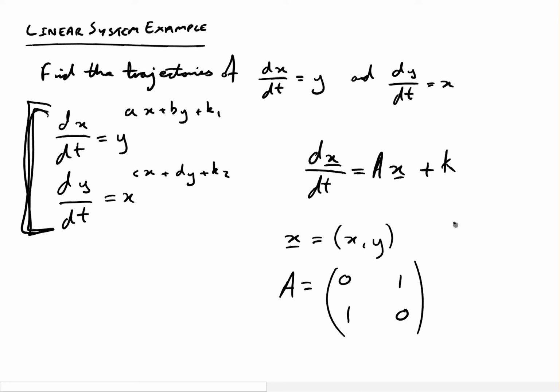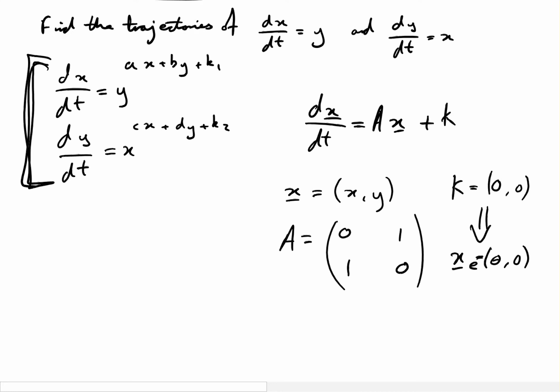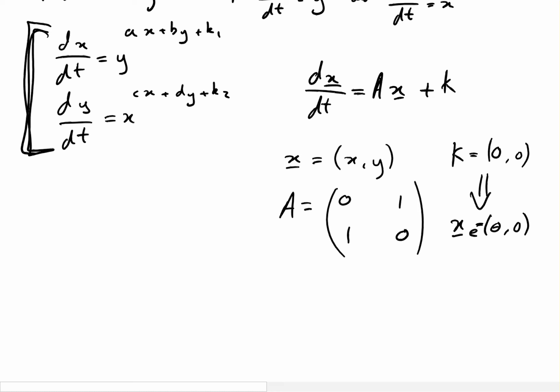And then what about k? There are no constants tagging along, so k has to just be 0, 0. Both k1 and k2 are just 0. Now, if you remember, if k is 0, 0, then that automatically implies that our equilibrium point is equal to 0, 0 as well. But I'm going to verify that, in case you don't believe me, because this is the correct way of doing it.